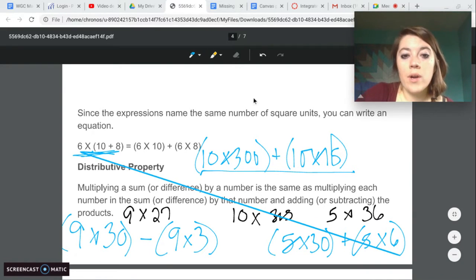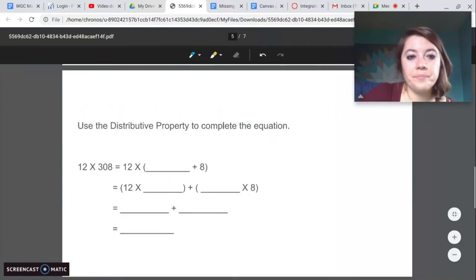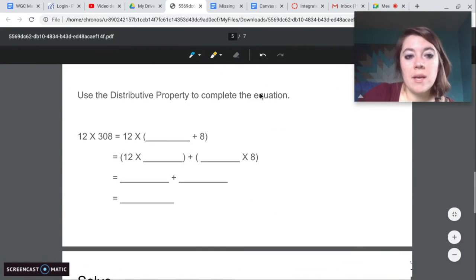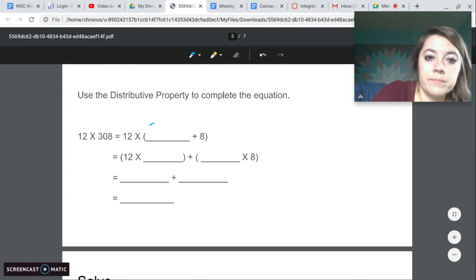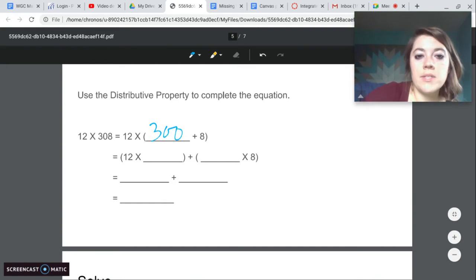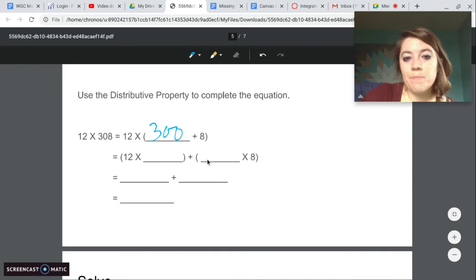So now we're going to do this once again, and then we're going to expand on that and actually find our solutions. So use the distributive property to complete the equation. 12 times 308 equals 12 times something plus 8. So what do we have to add to 8 to get to 308? 300. So 300 goes here. So then we're splitting it.